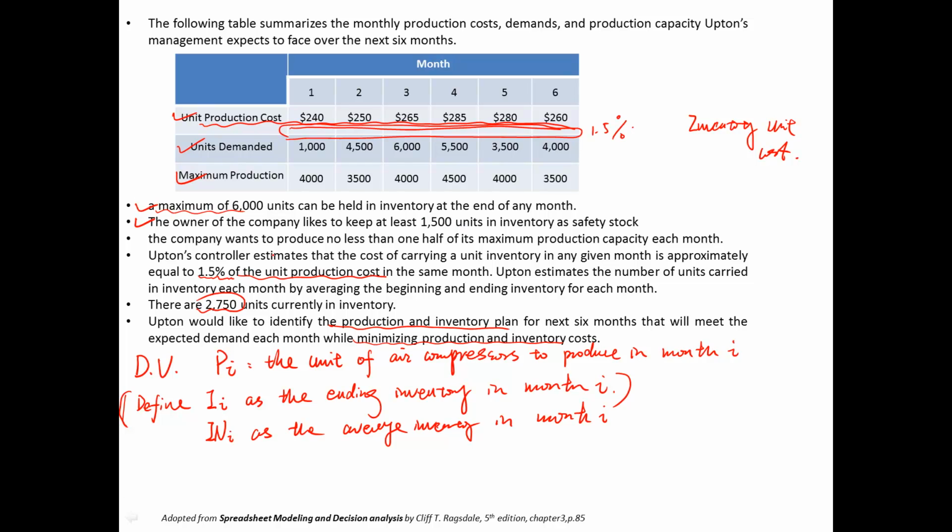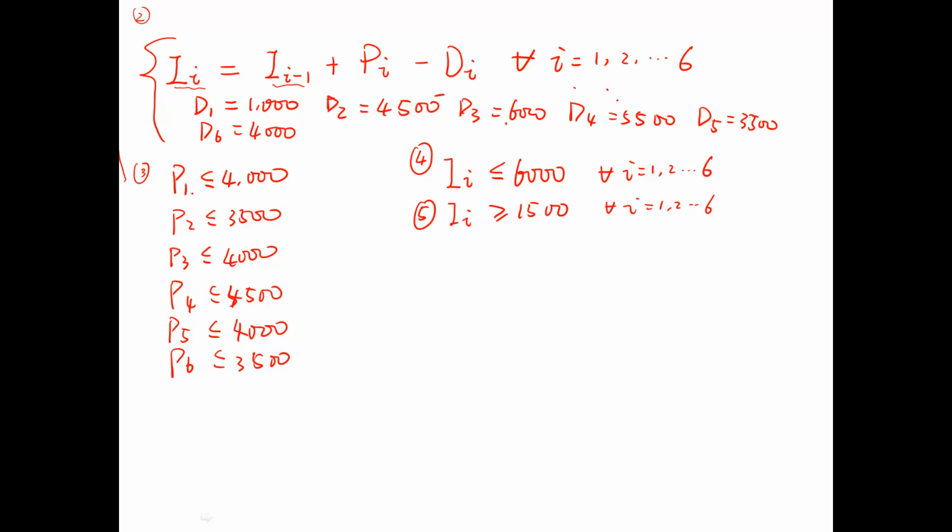Now this constraint here: the company wants to produce no less than 1/2 of its maximum production capacity each month. Just now we took care of this constraint, that you don't produce more than these amounts, and here they want to produce no less than half of those. So for all the P's we have another side to write. That's half of all of these, I'm just going to add on this side. 2,000. What's this one? 1750. Okay, and this one 2,000. This one 2250. 2,000.